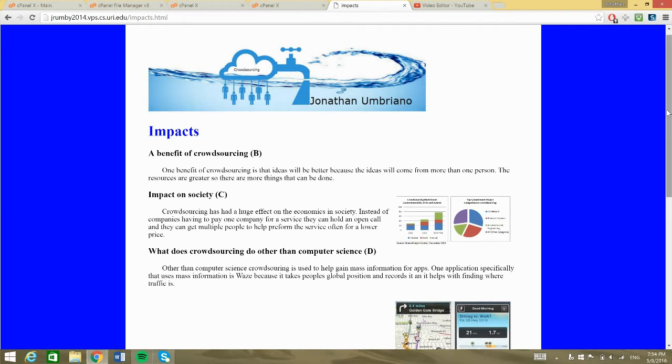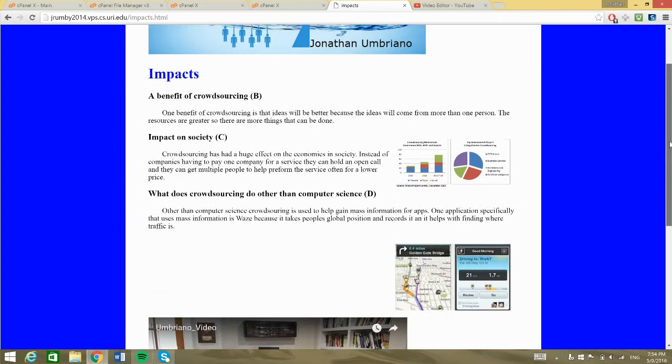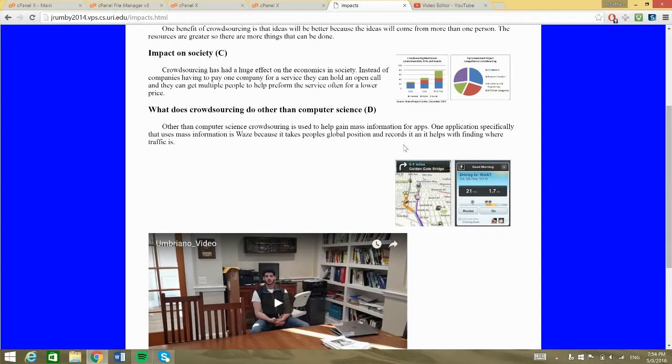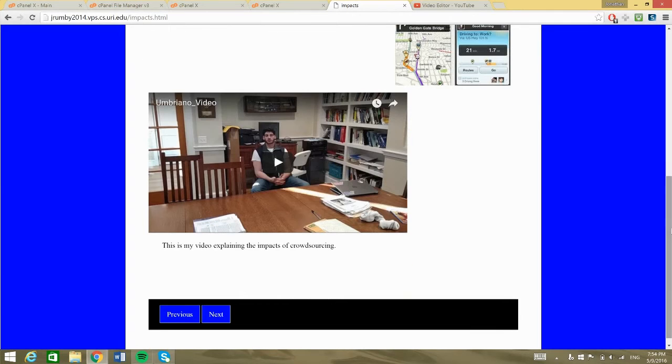What does crowdsourcing do other than computer science? Other than computer science, crowdsourcing is used to help gain mass information for apps. One application specifically that uses mass information is Waze, because it takes people's global position and records it and helps find where traffic is. As you can see, there is an image right here, and I'm circling it with my mouse, of a picture of the Waze app in progress.